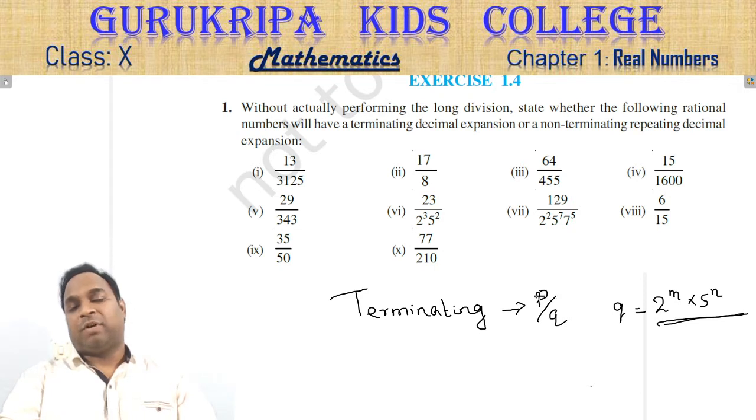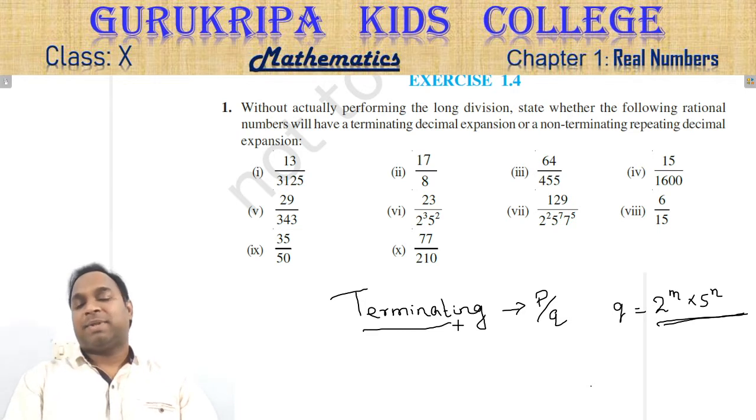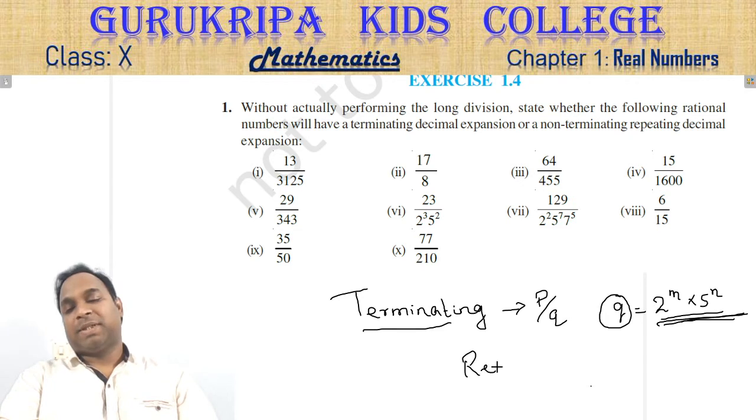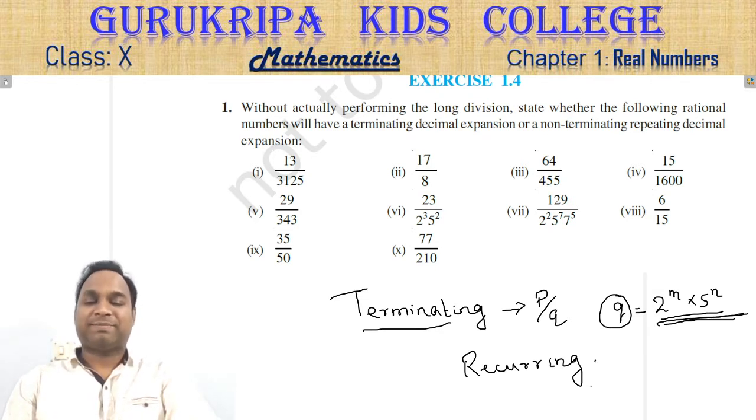Okay. Now the reverse was also true. If in the simplest form of p by q, q has only 2's and 5's in the prime factorization, it can be converted into a terminating decimal number. And otherwise, when q is not of this form, the number converts into which form? Recurring decimal number, non-terminating recurring decimal number. Okay, these were the three theorems, very simple and straightforward theorems. All of you have that theorem in your mind?